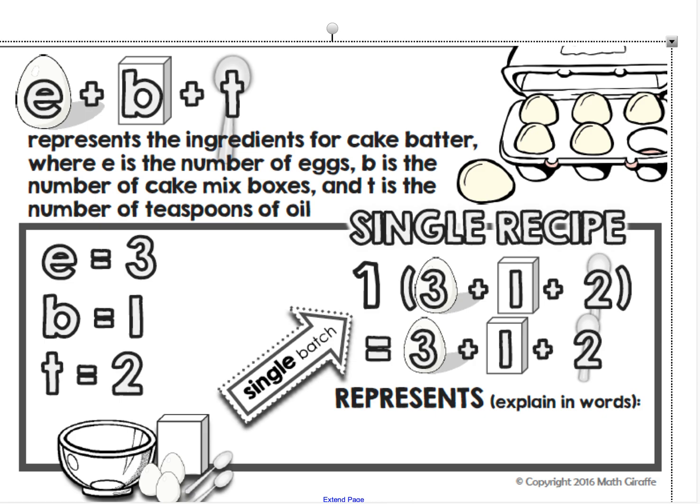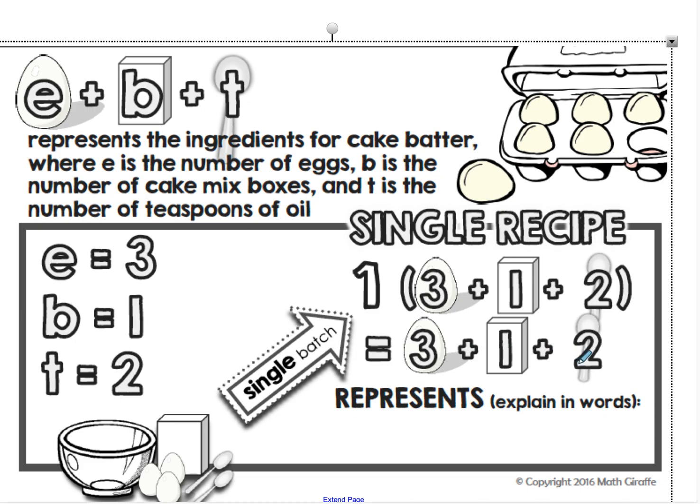So we have E representing our eggs, B representing our number of cake mix boxes, and T representing the number of teaspoons of oil. All right, so the single recipe, I need 3 eggs, I need 1 box, and I need 2 teaspoons of oil. If I don't have a number in front of parentheses, I don't have any multiplying to do. Here they have a 1 to show you it's a single batch. 3 eggs, 1 box, 2 teaspoons. And if I multiply 1 times 3, 1 times 1, 1 times 2, I still get 3, 1, and 2.